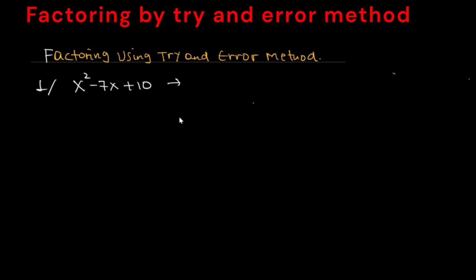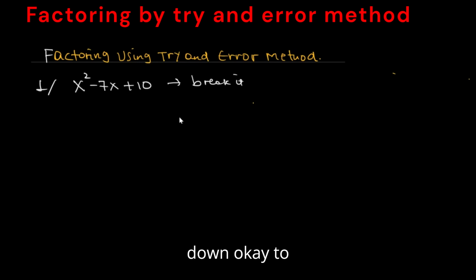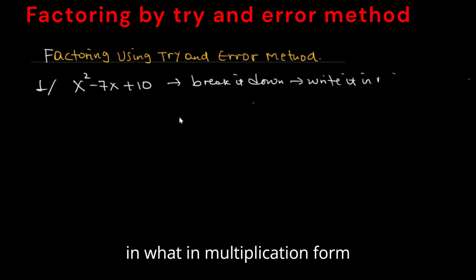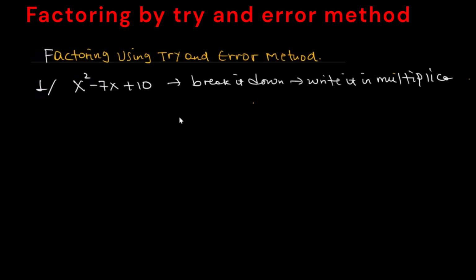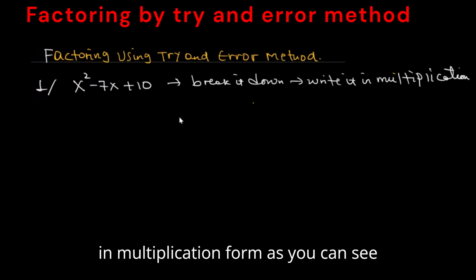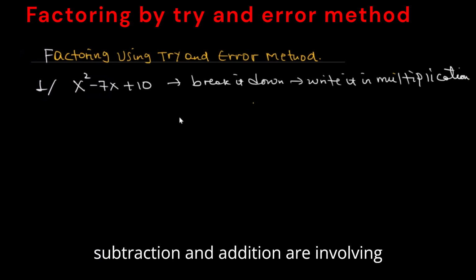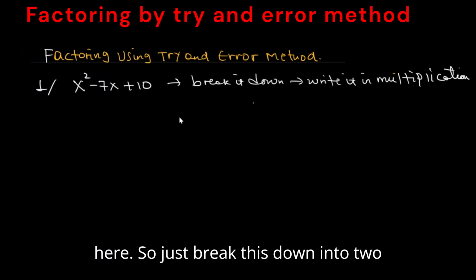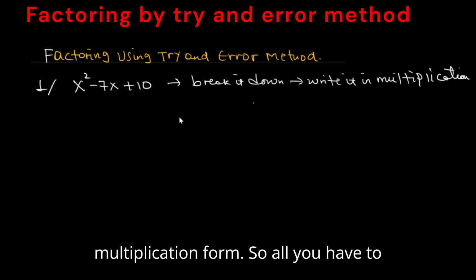First of all, to factor means just to break it down and write it in what? In multiplication form. As you can see, subtraction and addition are involved here. So just break this down into 2 pieces and then write it down in multiplication form.